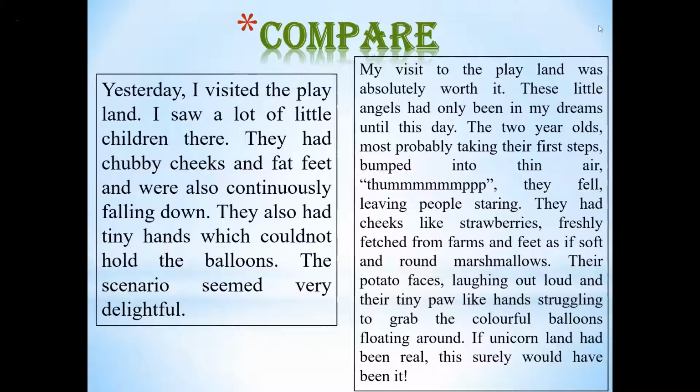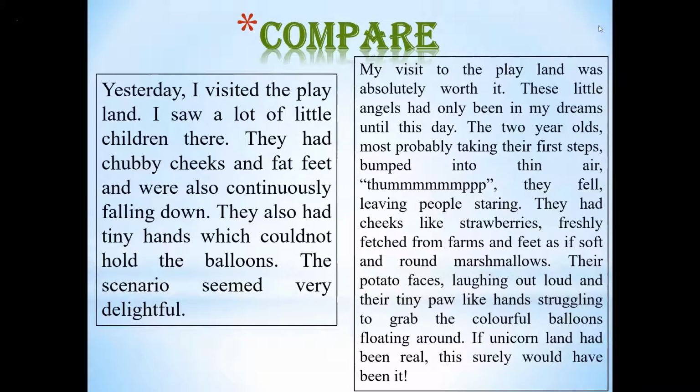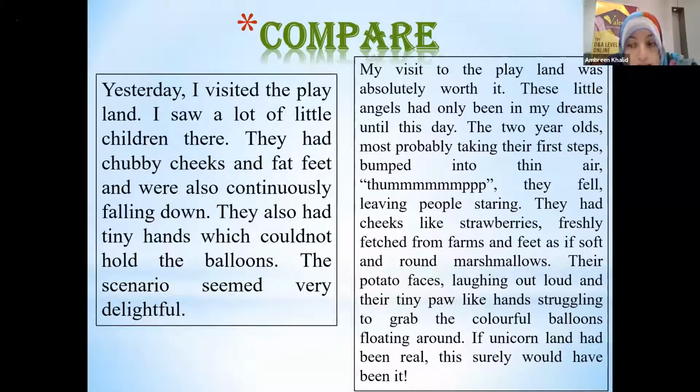Freshly fetched from farms. Very good. This is alliteration. Do you all know what is alliteration? No, I don't know. Okay, Ashraf, alliteration is when we start all the words of one sentence with the same alphabet. See, freshly fetched from farms. Okay, live long life. They are called alliteration. All right, Ashraf? Yes, ma'am.